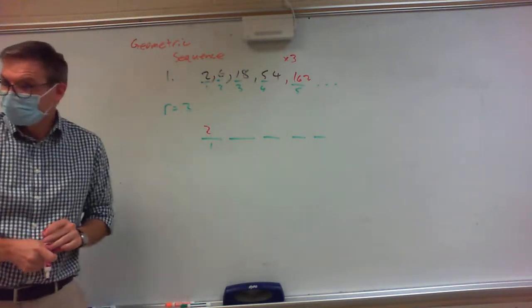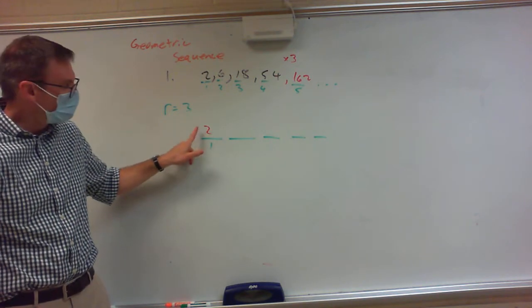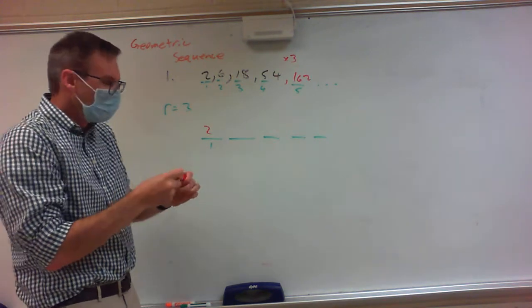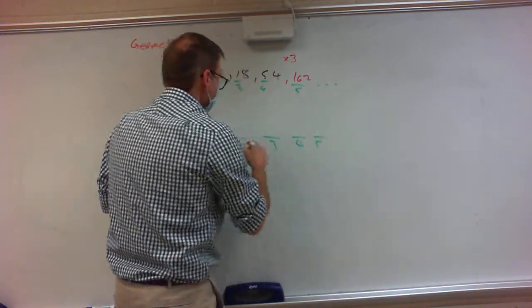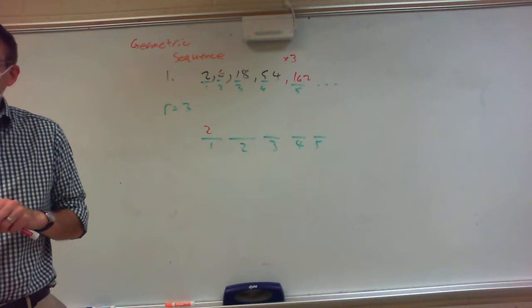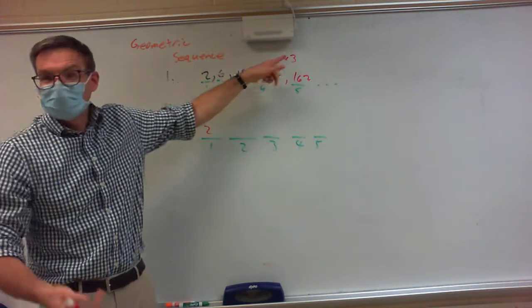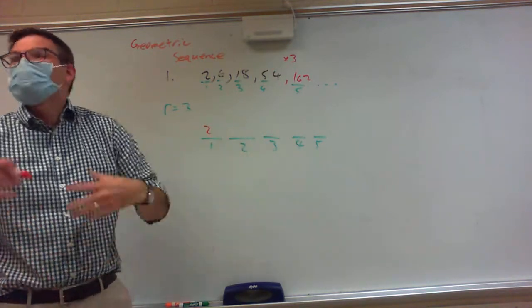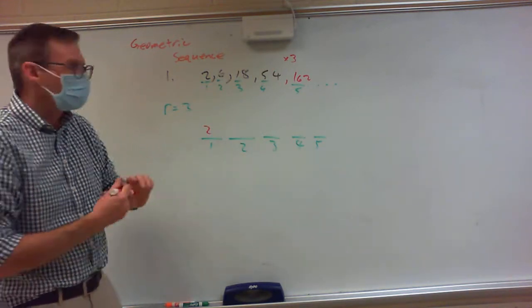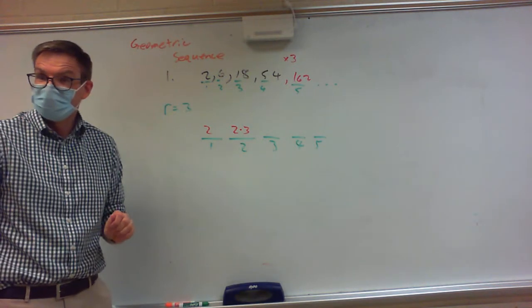Are we okay with that? Now, what did you do to this first position to get to the second position? You multiply by 3. So you think, okay, we know our common ratio is 3, so we're going to multiply by 3. But I'm not going to say 6, because it's hard to see the pattern if you write a 6. I'm going to say this is 2 times 3. Is everybody okay with that?